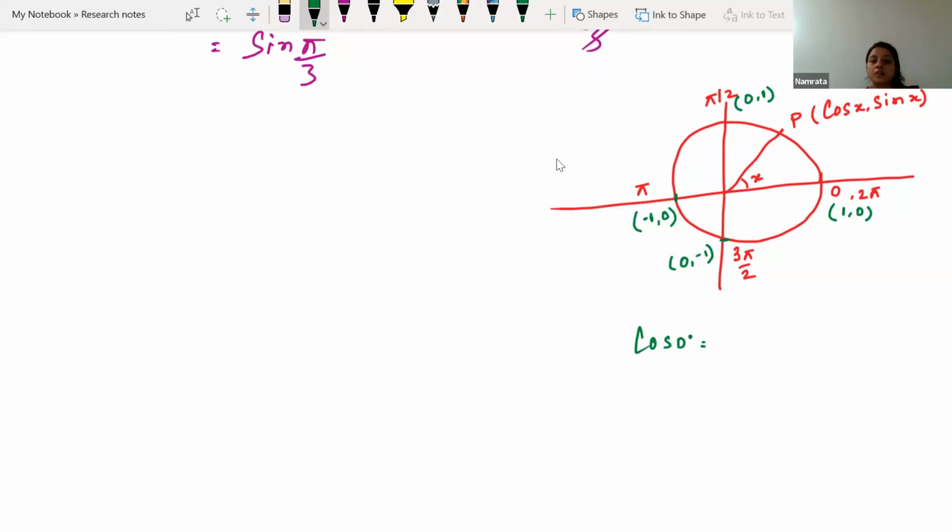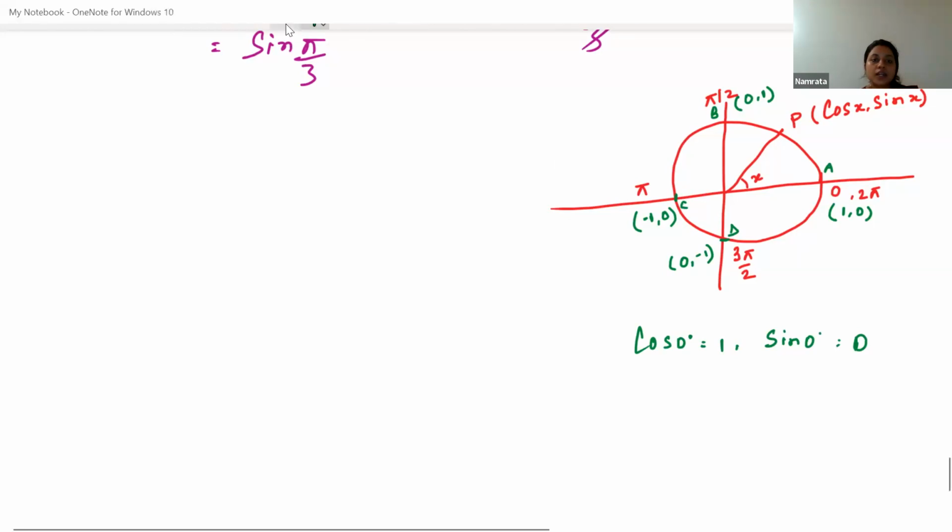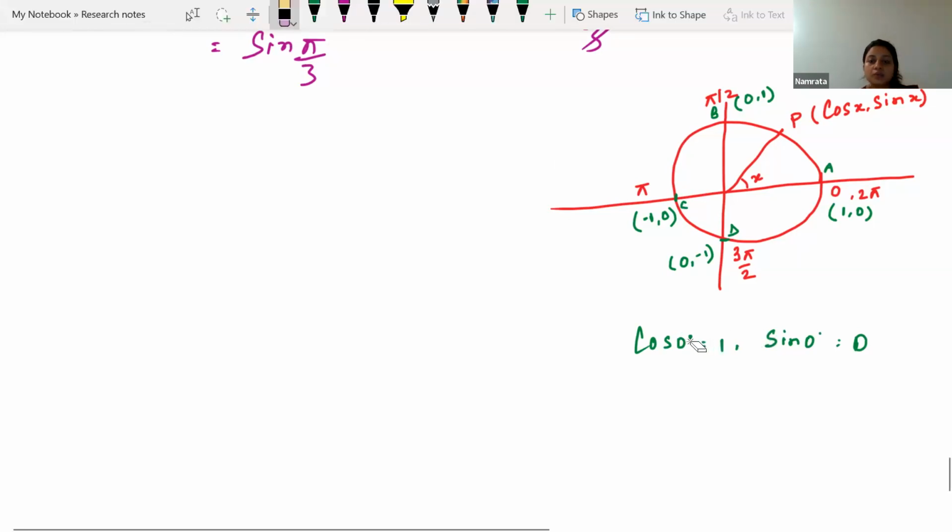like when this P is just coinciding with A, B, C and D. If P coincides with C, then we know that the value of cos 0 will be 1 and the value of sin 0 will become 0. Similarly, it's not degree. Okay, everything we are taking in radian for now.